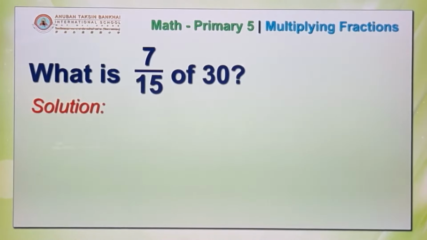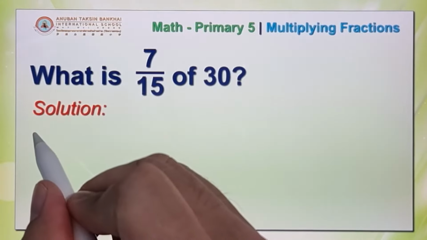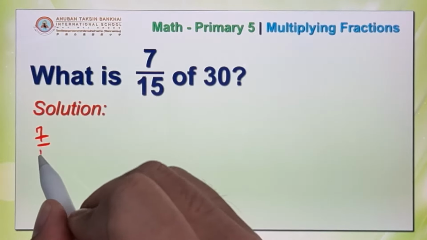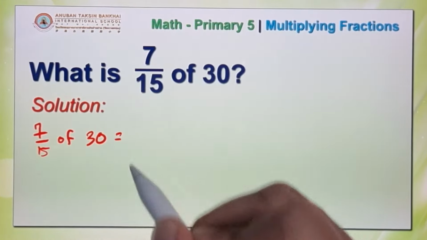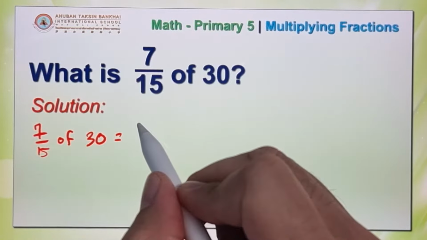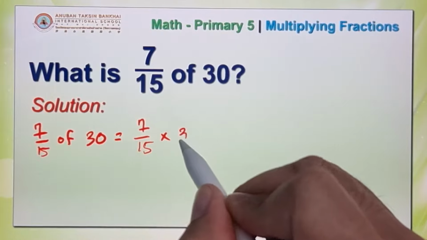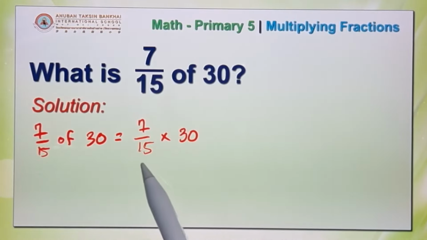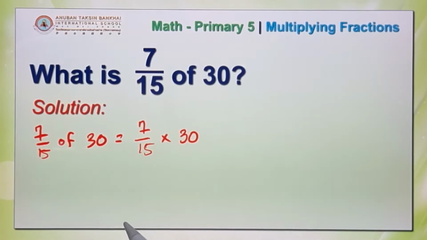Now let's have, what is 7 over 15 of 30? So let's try to rewrite this one first. We have 7 over 15 of 30. Again, we can just write that as 7 over 15 times 30. So now let's check if we can cancel numbers. Can we cancel 15 and 30? Yes, we can cancel that.